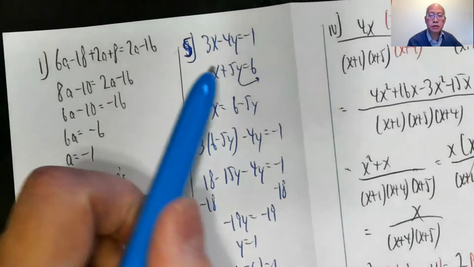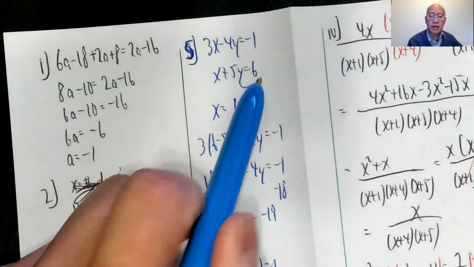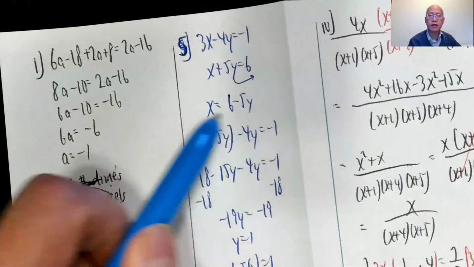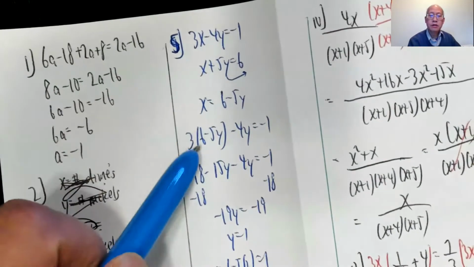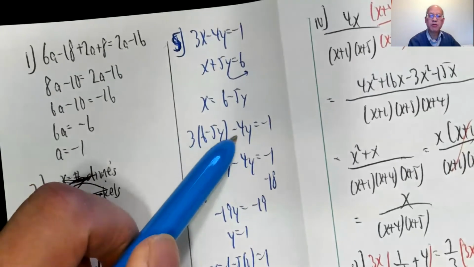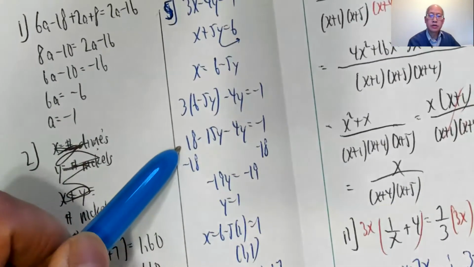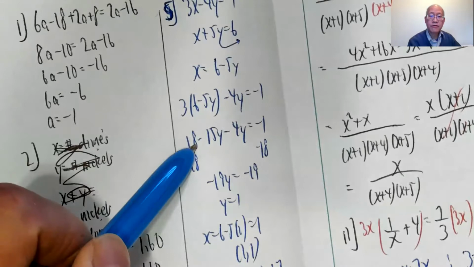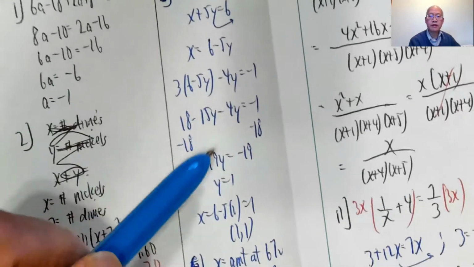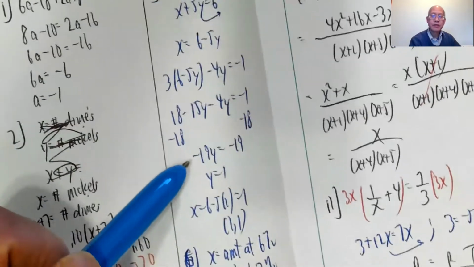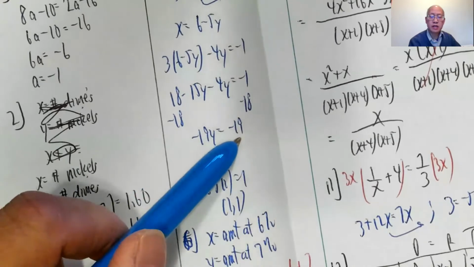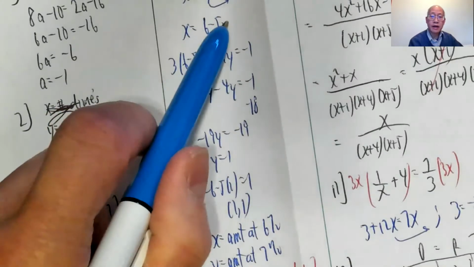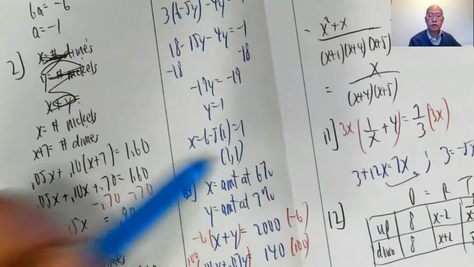Number five, subtract 5y from the second equation: x equals 6 minus 5y. Plug that into here: 3 times (6 minus 5y) minus 4y equals -1. Distribute: 18 minus 15y minus 4y equals -1. Subtract 18: -19y equals -19, so y equals 1. Plug back into here, x is equal to 1. The solution is (1, 1).